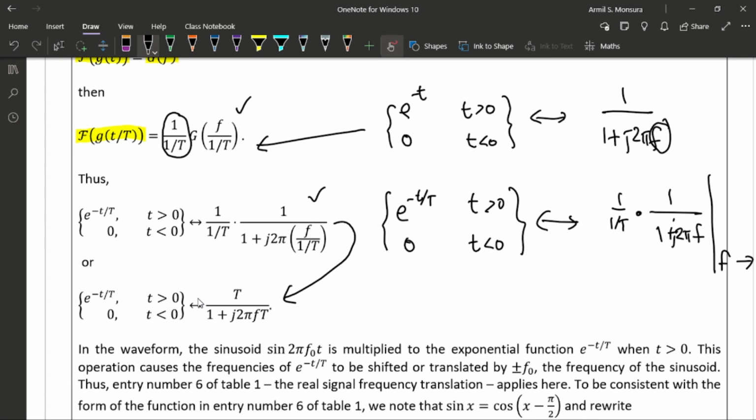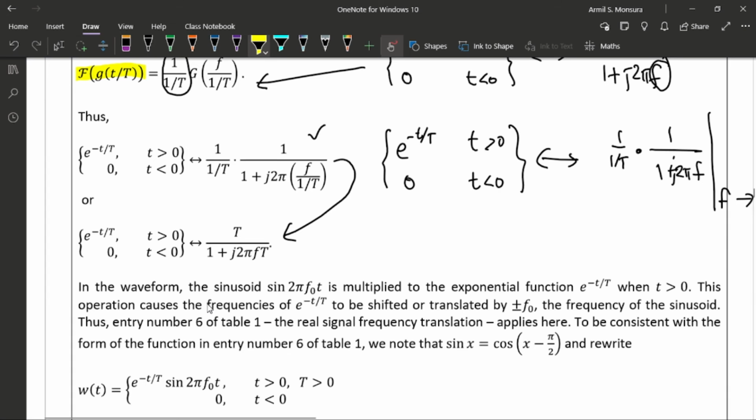So ayun, that's how we apply yung properties nung Fourier transform natin. And as you may recall, this is also how we apply yung properties of our Laplace transform from your advanced math course. So that's time scaling, or scale change. Now next. In the given waveform that we are trying to find the spectrum of.